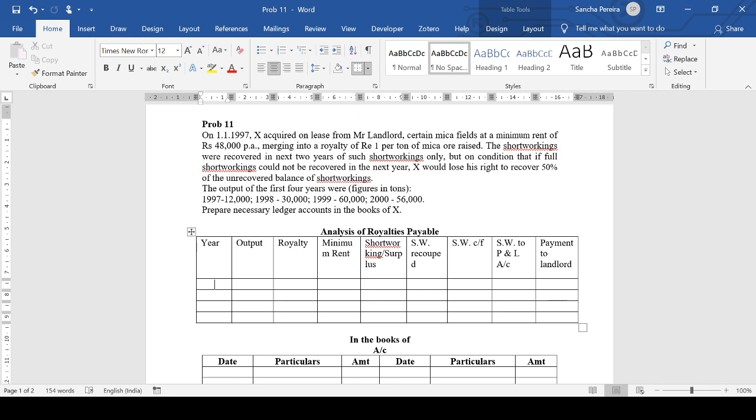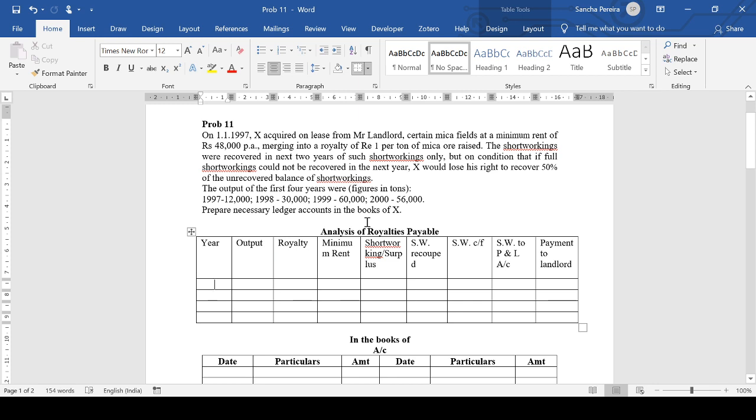So the short workings can be recovered in the next 2 years, but there is a condition. But on condition that if full short working could not be recovered in the next year, X would lose his right to recover 50% of the unrecovered balance of short working. So we need to be careful of this condition. We will understand it better when we are doing the table. The output of the first 4 years were as follows. Prepare necessary ledger accounts in the books of X.